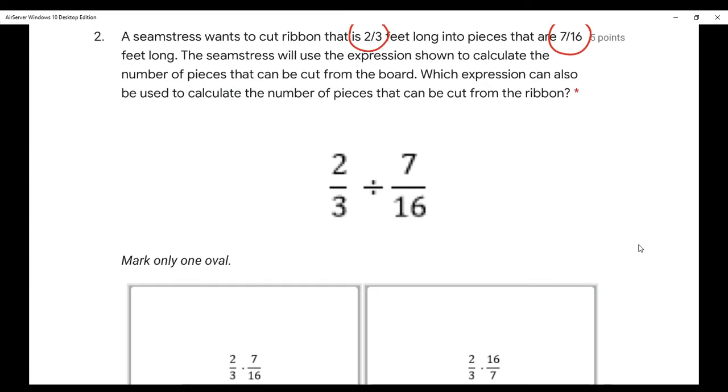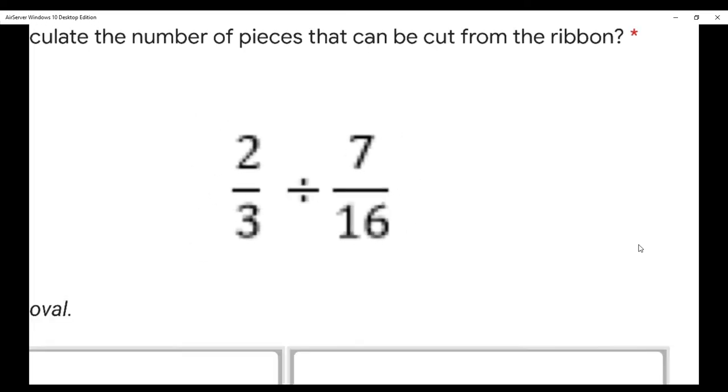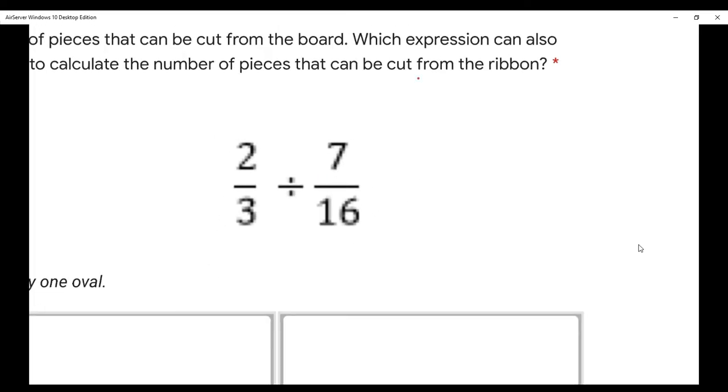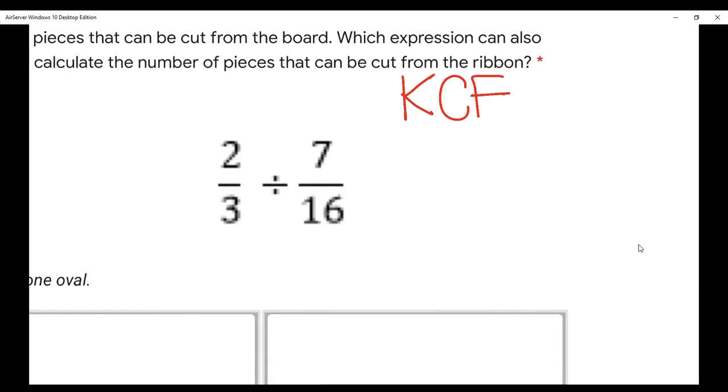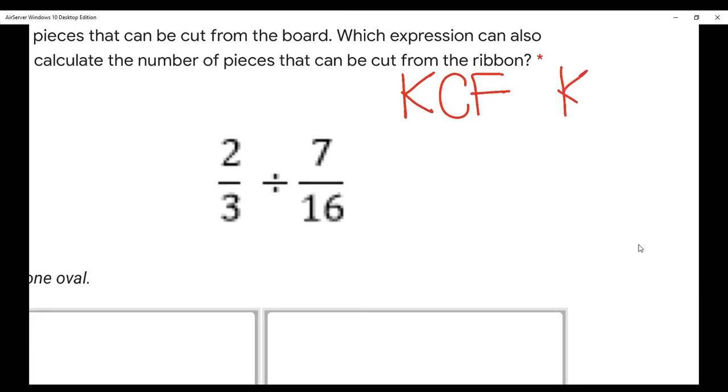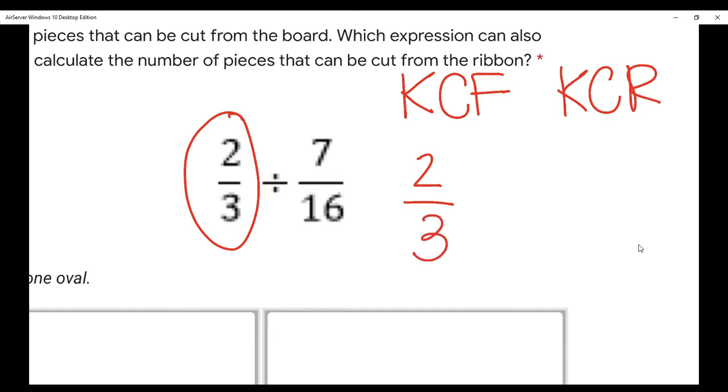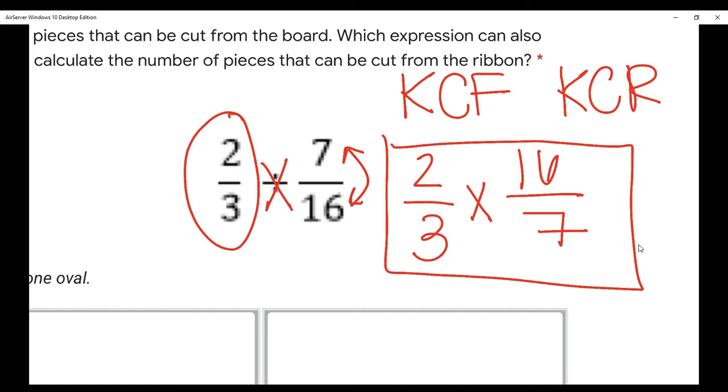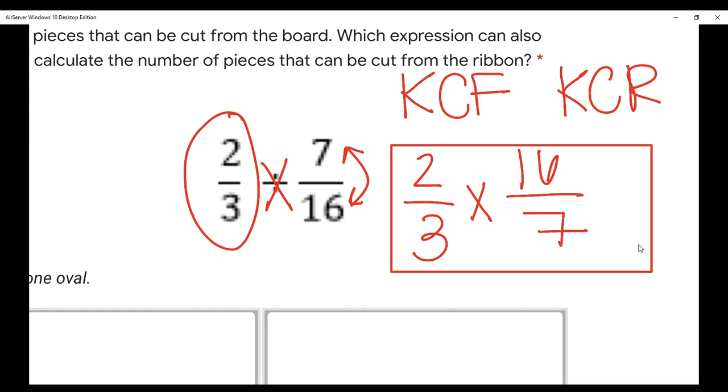So remember, when we divide fractions, it's really blurry, sorry, but when we divide fractions, we do the method keep, change, flip, or since we're big 6th graders now, we say keep, change, reciprocal. That means the same thing. So I'm going to keep my first number, 2/3, change my division sign to a multiplication sign, and flip, or do the reciprocal of, my second fraction, so 16/7. So I'm looking for an answer choice that looks like that.